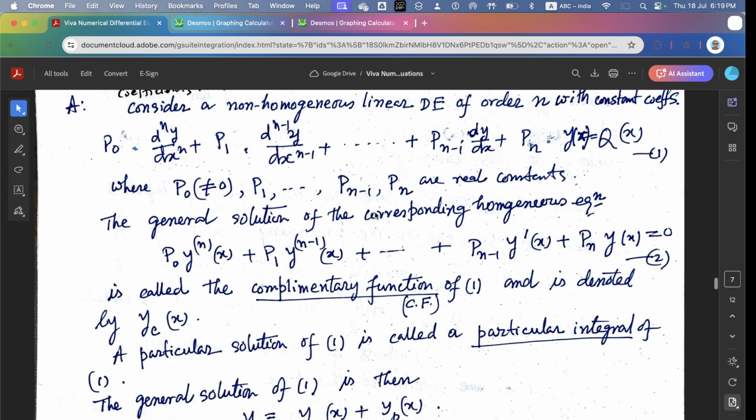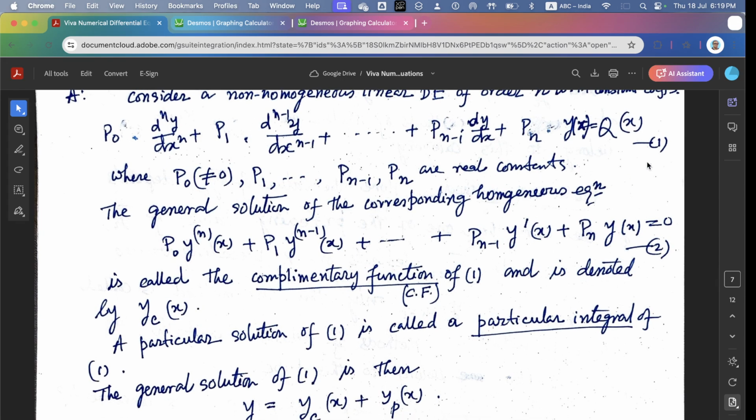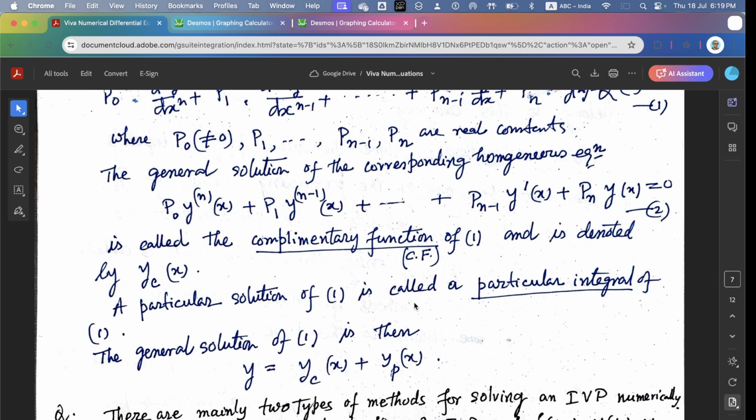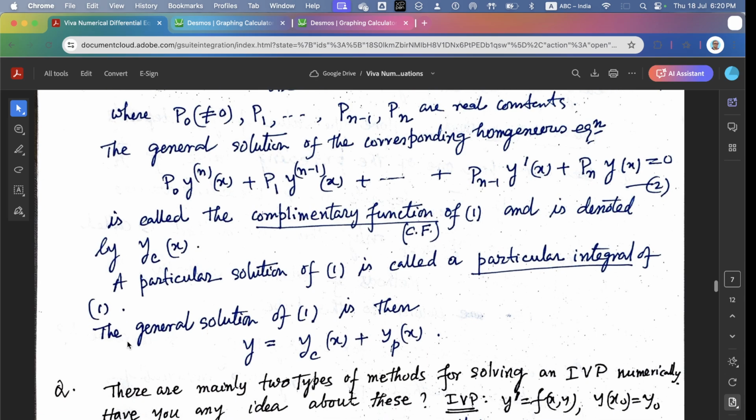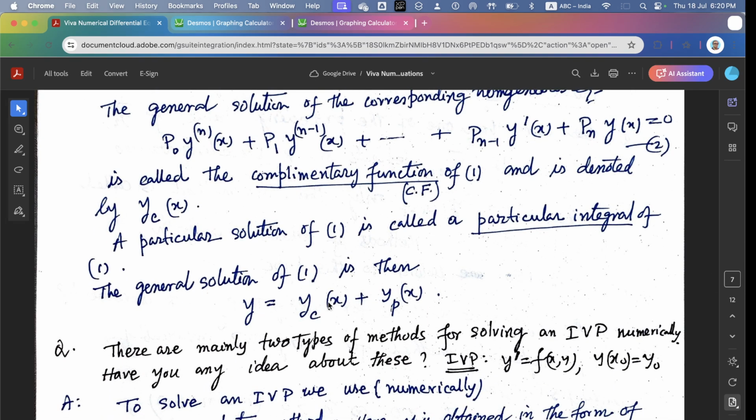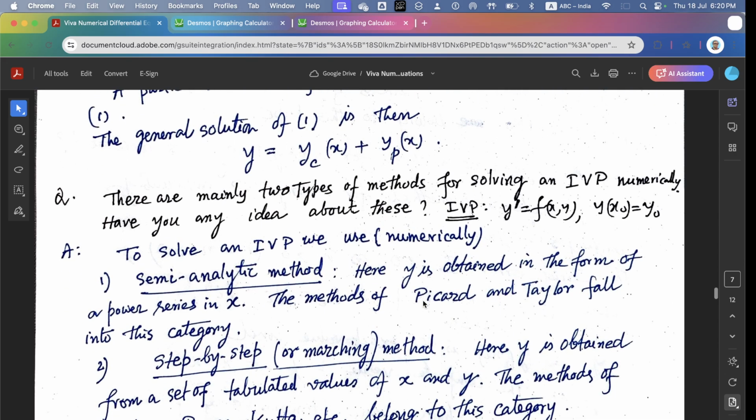The general solution of the corresponding homogeneous equation, that means when q(x) equals 0, which is equation 2, is called the complementary function, that is the CF of differential equation 1, and is denoted by yc(x). A particular solution of differential equation 1 is called a particular integral of differential equation 1, and the general solution of differential equation 1 is then y = yc(x) + yp(x).